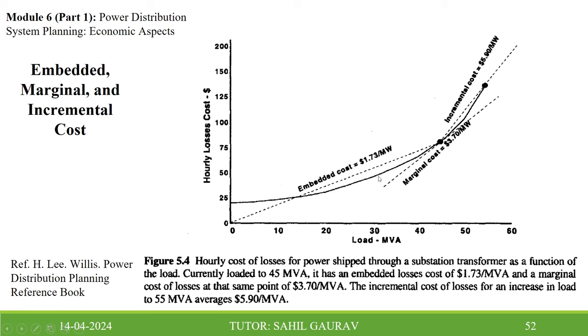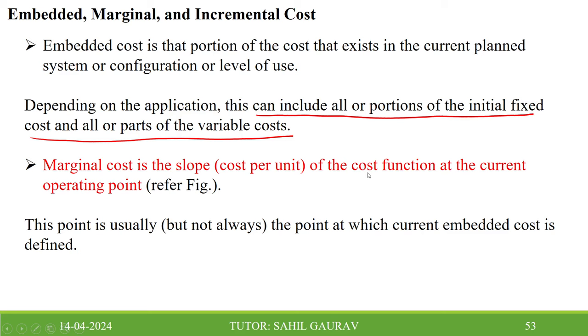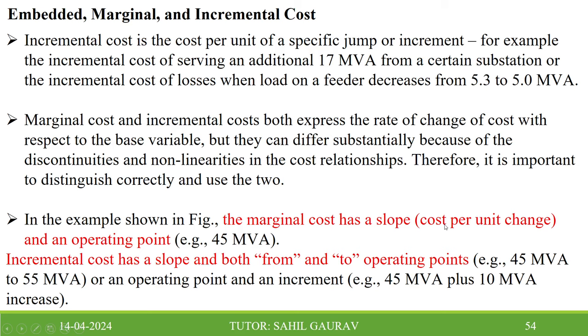So you can see this figure, embedded cost, this one, and marginal cost is the slope of the cost function at the current operating point. Embedded cost includes all the fixed and variable cost, while marginal cost is the cost function at the current operating point. This point is usually the point at which current embedded cost is defined. And incremental cost is the cost pertaining to a specific jump or increment.